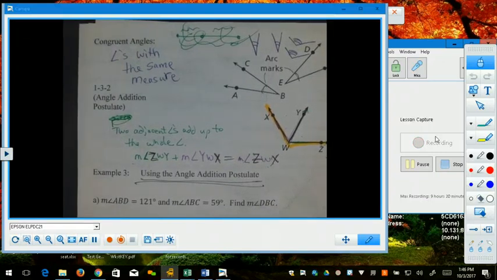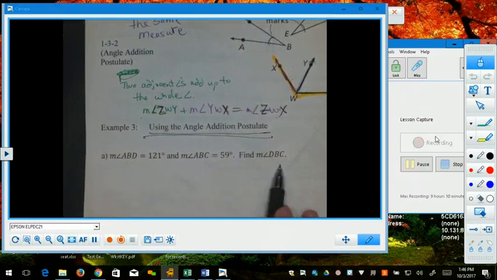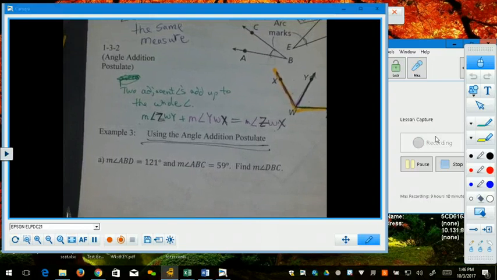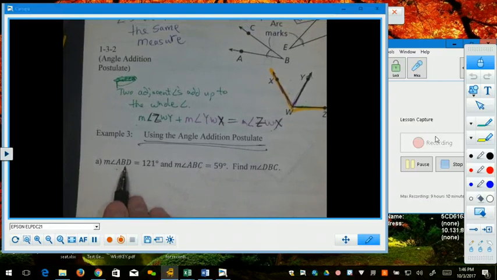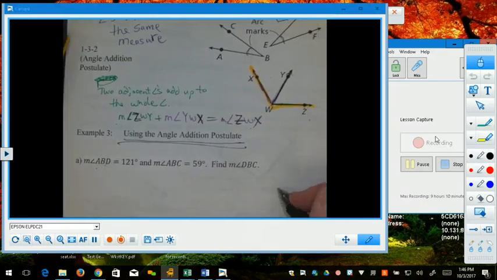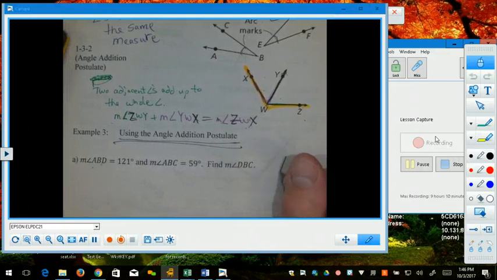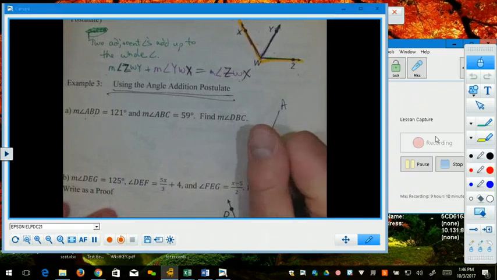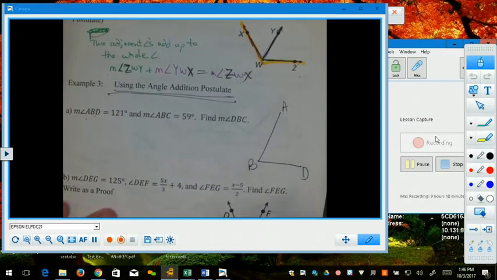Our first one just involves numbers, so we're just going to write an equation, but we are supposed to draw a picture if there isn't one. They have the measure of angle ABD. Wow, there probably should have been a picture for this. So I'm going to draw an angle, and I'll call this ABD, and that's 121 degrees for the whole thing.